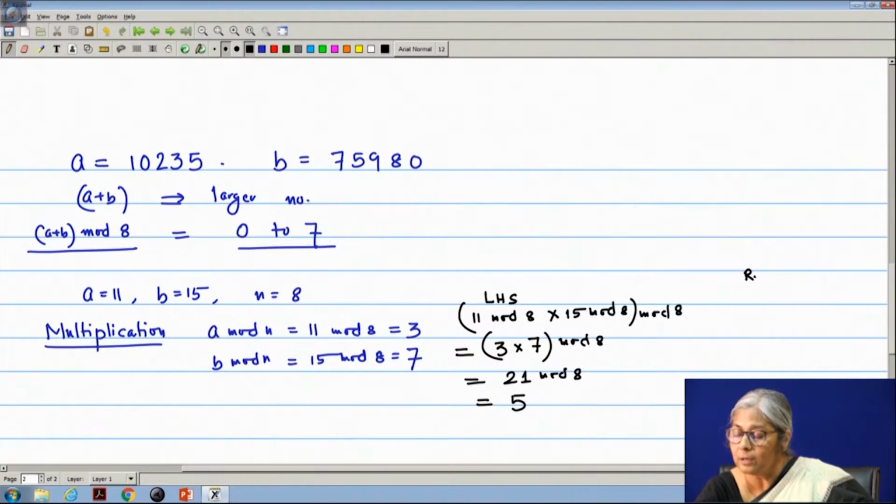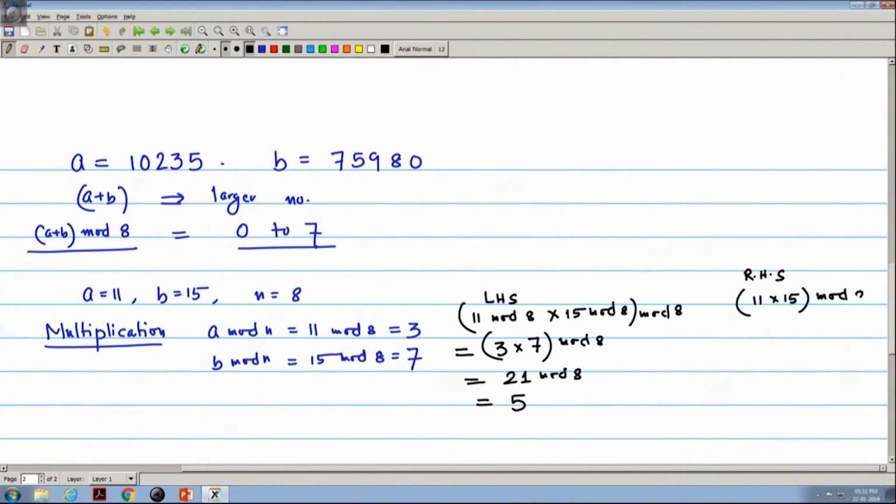Now, if I do the RHS, then it is 11 into 15 modulo 8. Now, see 11 into 15, this is a larger multiplication, it is a complex multiplication, and the similar way if I take A and B, then it will be even larger. So, this will be 165 modulo 8, and if I take the remainder, this will be 5 because it is 20 into 8 plus 5. So, I can write that 165 modulo 8 is equal to 5.